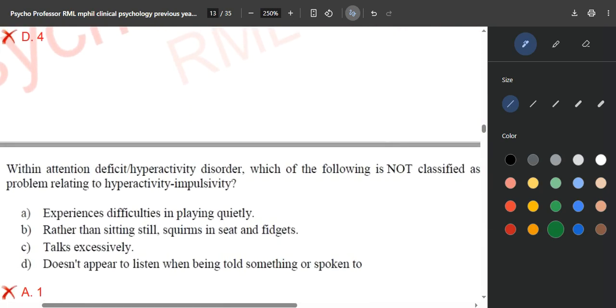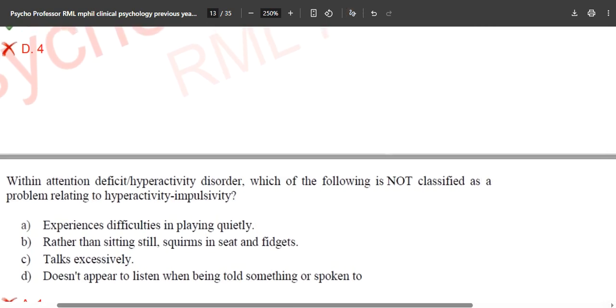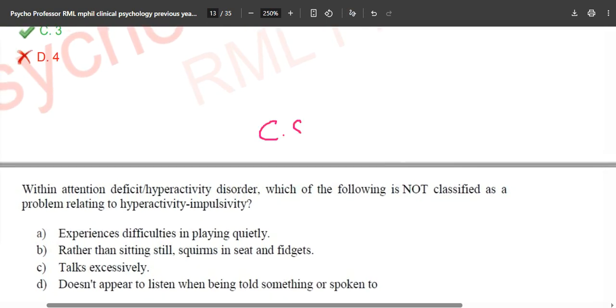Now with attention deficit hyperactivity disorder, which of the following is not classified as a problem relating to hyperactivity or impulsivity? Okay, this question is more than your knowledge. It is about your common sense.